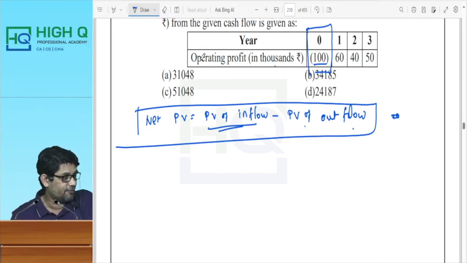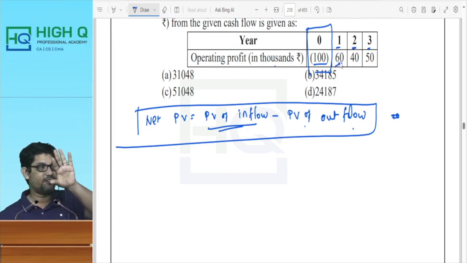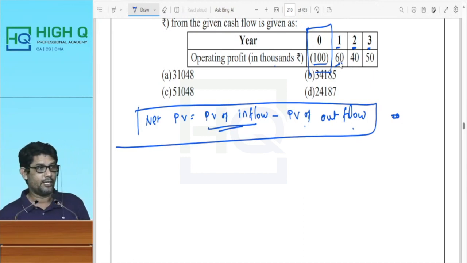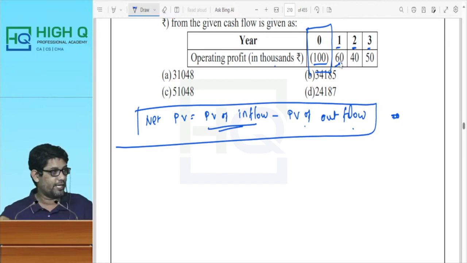Okay, present value of inflows. This is first year, second year, third year. 60,000 rupees after the first year you are going to get, 40,000 rupees after the second year, and 50,000 rupees after the third year. But I want to find out the present values. Today's value I have to find out.